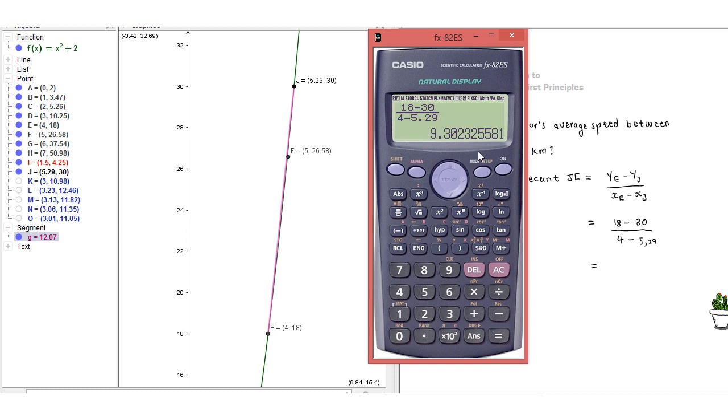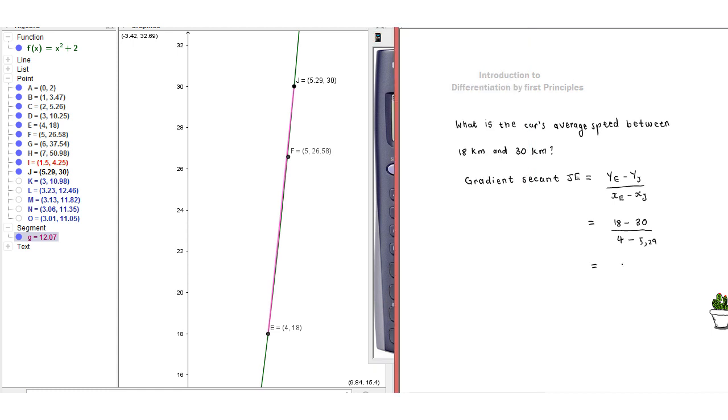Okay, so then this tells us that the car's average speed between the two positions is 9.3 kilometers per hour, right? So notice that this was in kilometers and this was in hours. Okay, so that's basically how we can calculate the car's average speed, and we can do that simply by calculating the gradient between those 2 points, right?